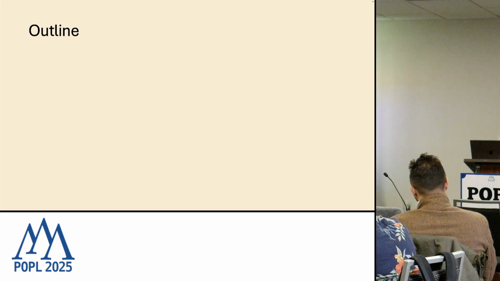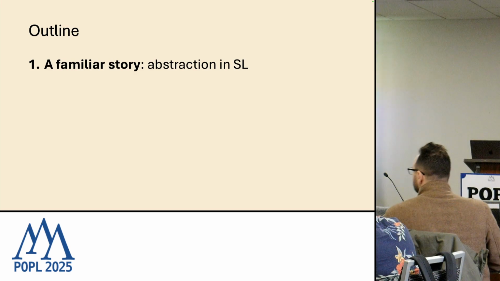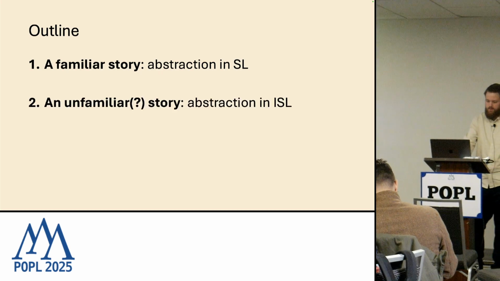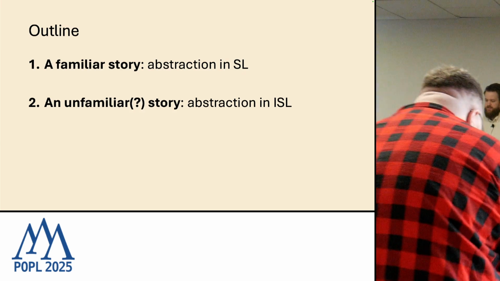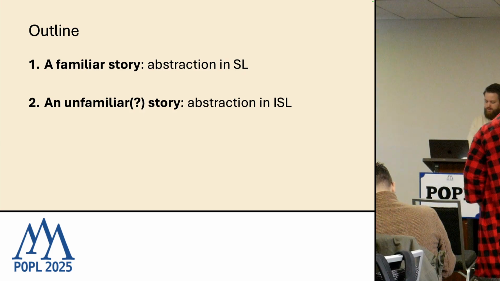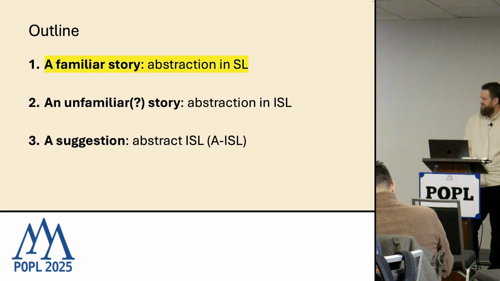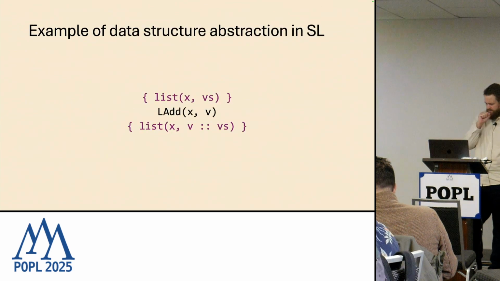And the plan is as follows. I'll do a quick recap of what I mean by data structure abstraction in a familiar setting, so separation logic. And then we will try to do basically the same thing in incorrectness separation logic and conclude that it doesn't work very well. And then there will be a suggestion how to make it work less badly. Okay, so let's start with the first item.